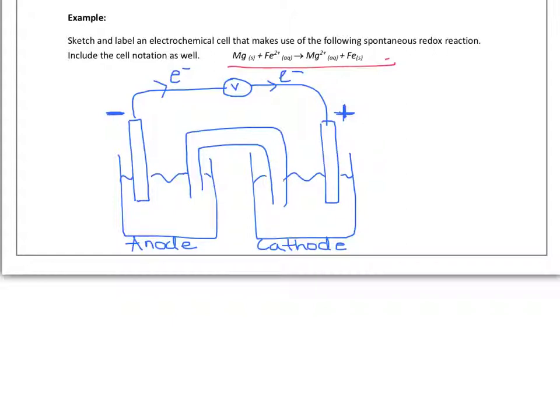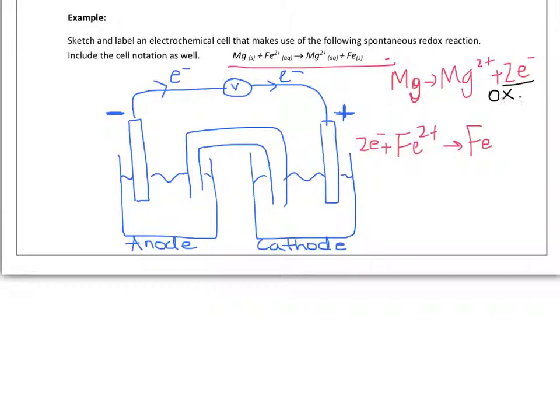In order to know how we're going to label this one, we have to break apart this given equation into the two half reactions. Mg goes to Mg2+, and Fe2+ goes to Fe. We also need to include the electrons. For the first one, magnesium has an overall charge of 0, and on the product side it's 2+, so I need 2 electrons here to balance that out, and in the other one I need 2 electrons there. As such, magnesium is undergoing oxidation, therefore that's the one at the anode, and Fe is undergoing reduction, so that's the one at the cathode.